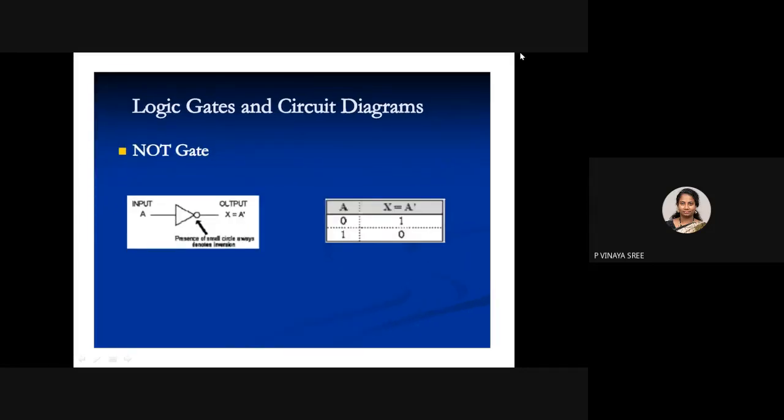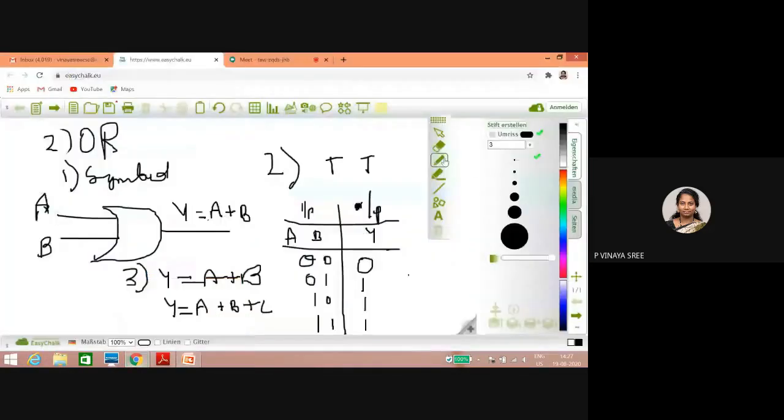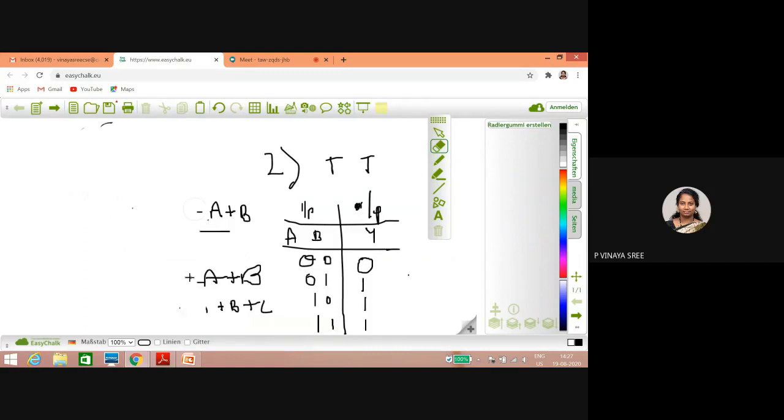Next, write down the side heading universal gates. In that, first write down NAND gate. What are the 2 universal gates? NAND gate and NOR gate. Yes, NAND and NOR are universal gates.